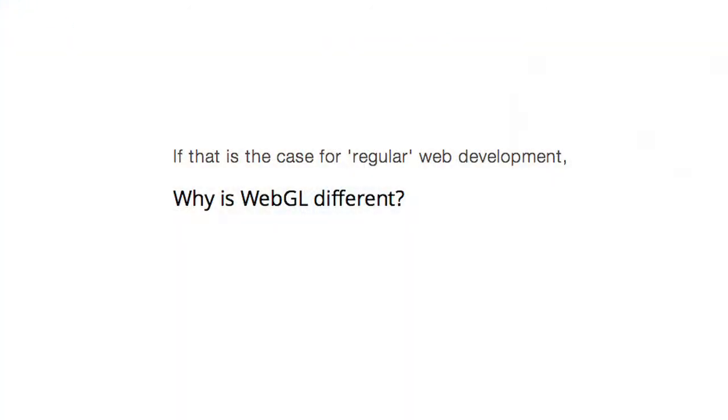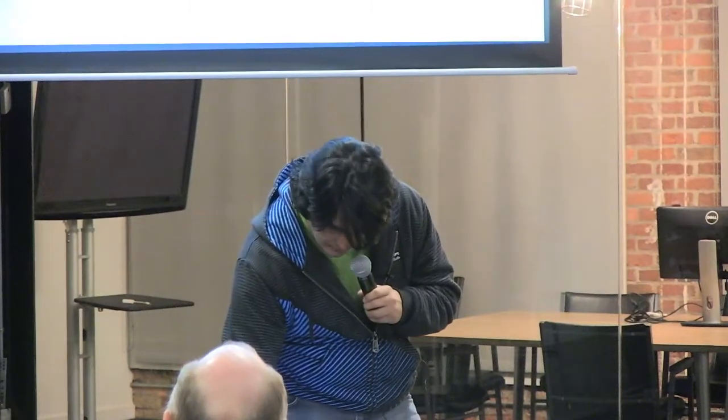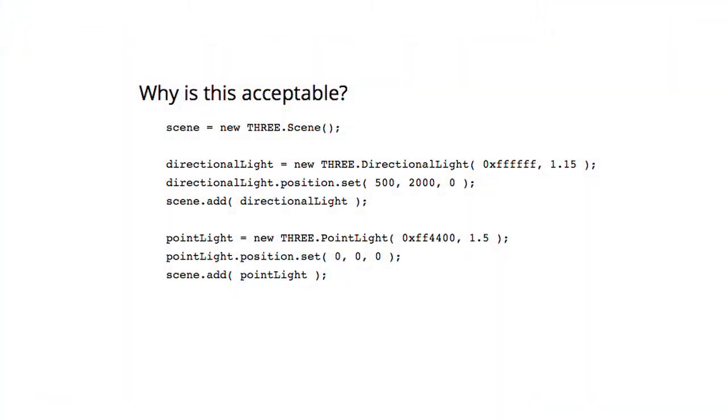So why is WebGl different, right? Why are we used to treating WebGl as a programmer's tool? Why do we want to create 3D content on the web that can only be handled by programmers? This is an example. This is how we create two lights, a directional light and a point light in 3JS. It can be done, but by tradition, web development doesn't work that way.